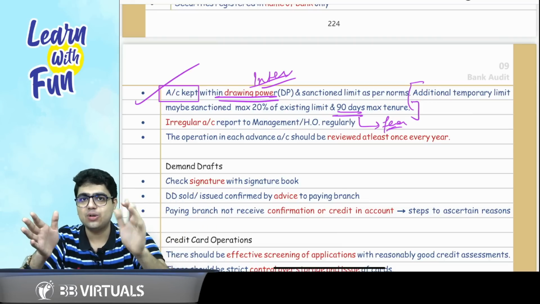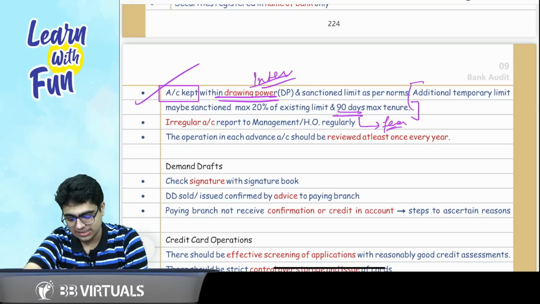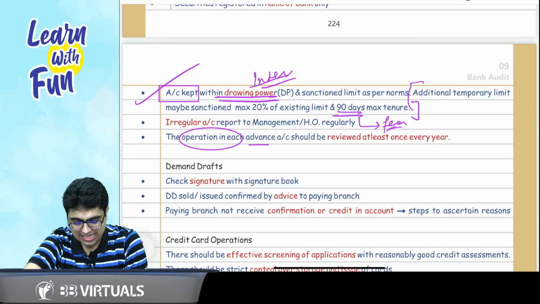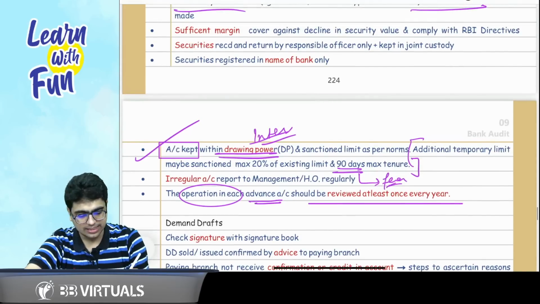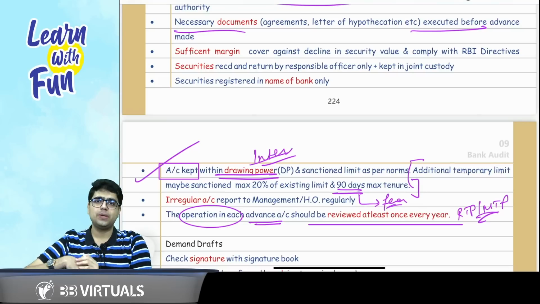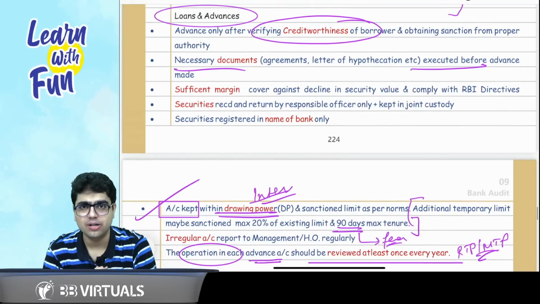So all the irregular accounts need to be reported to head office, as it happens in the case of business bills purchased. And operation in each advance account should be reviewed at least once a year. I think there is an RTP or MTP question on this, that operation of each account should be reviewed at least once a year. Can we revise this topic again? Because I think it's very important from exam point of view.